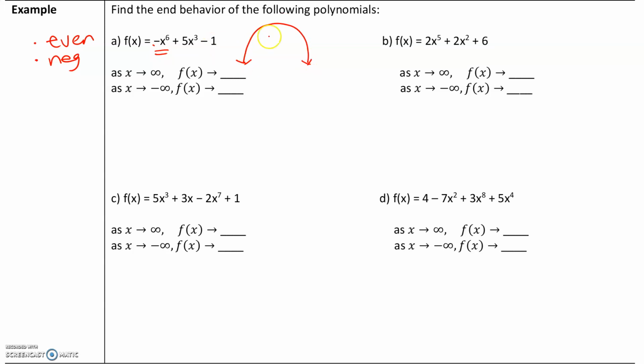So as x approaches infinity, as x's get bigger and bigger, f of x, or the graph, approaches negative infinity, and same thing, as x approaches negative infinity, it gets smaller and smaller, f of x also approaches negative infinity.